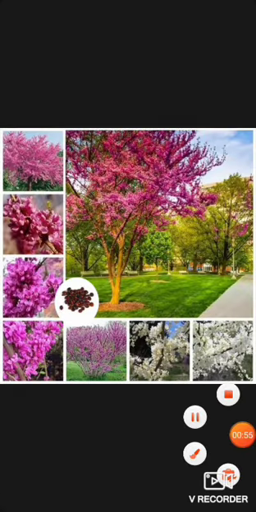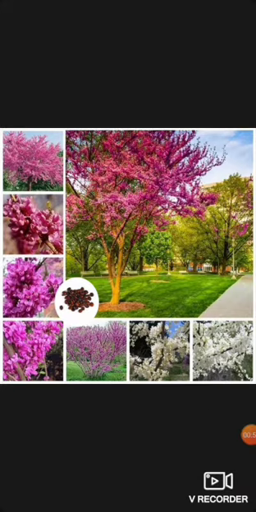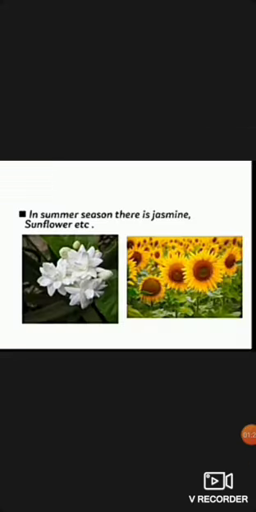So children, flowers are very beautiful to see and flowers enrich the beauty of nature. In many different seasons, we can see different types of flowers in our nature. Basically, we have three seasons, that is summer, winter and rainy season. In those different seasons, we can see different flowers blossom in nature. For example, in summer season, we can see jasmine and sunflower and other flowers.